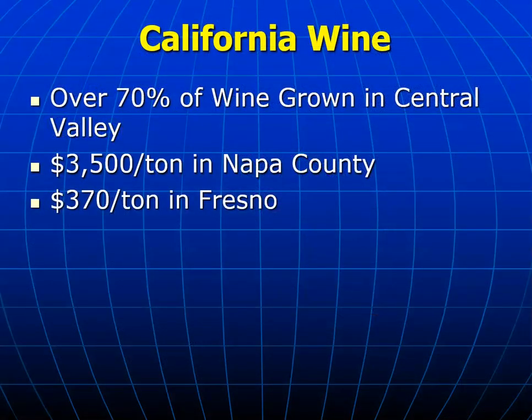It's not the high quality wines. These are what are referred to as the bulk wines. The quality is not nearly what you're going to see with those specialty wines, and it's reflected in the price. When you're paying 10 times more per ton for grapes in Napa Valley than you are in Fresno, that's got to give you some idea of the quality difference between the two.